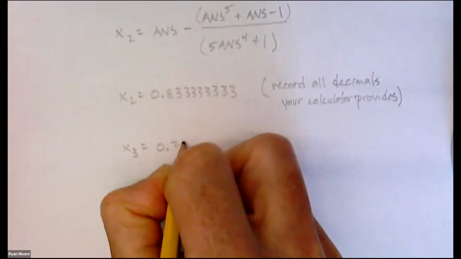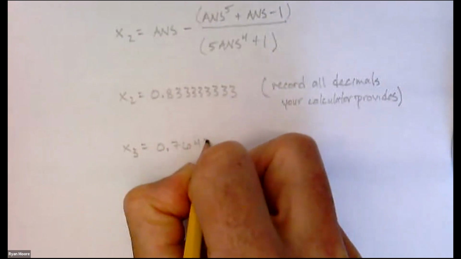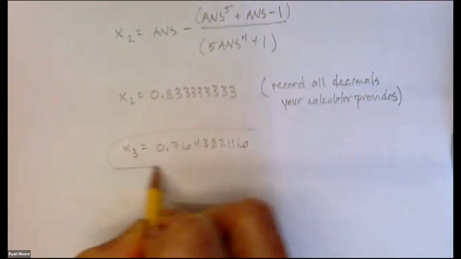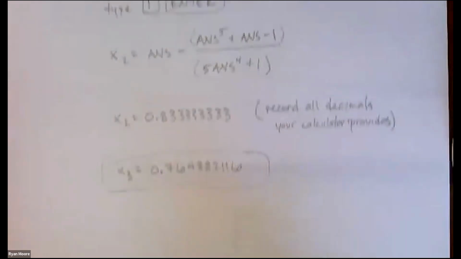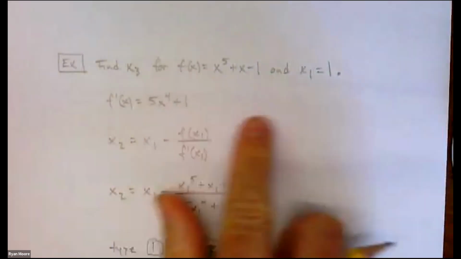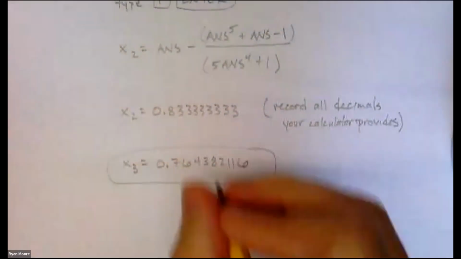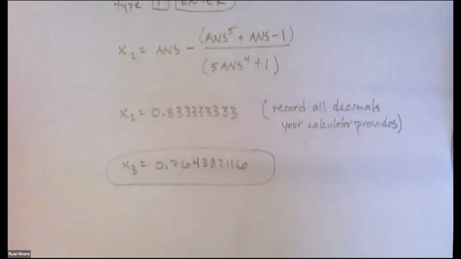And I'm going to record everything here, 0.7643821116. There we go. Here, I didn't mention if we were going to do any rounding, so I'll just keep all the decimal places that I saw.